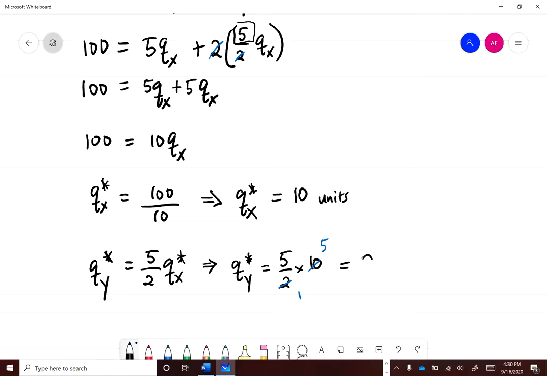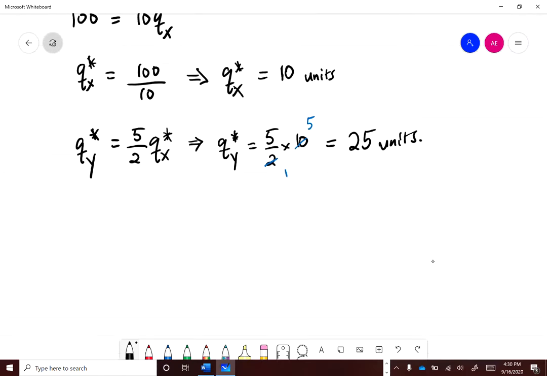So 25 units. Right? So remember earlier, let's write this again. Green. So optimal quantity demanded of good x by Rory is 10 units, and of good y is 25 units.